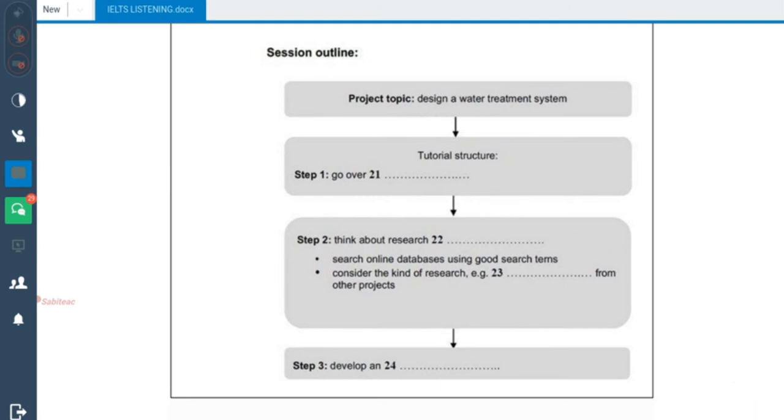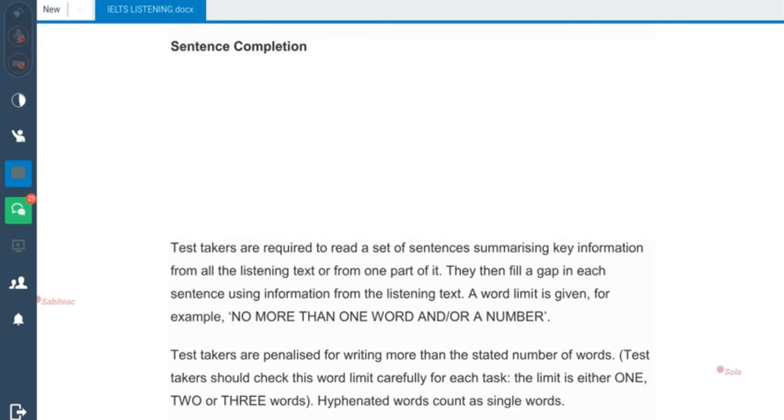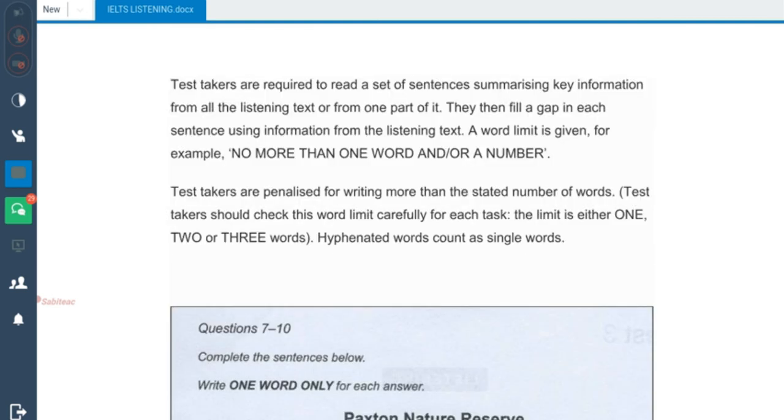Now, another question type in the listening section is sentence completion. What does sentence completion require you to do? Sentence completion questions require you to read a set of sentences summarizing key information from all the listening text or from one part of it. You then fill a gap in each sentence using information from the listening text.